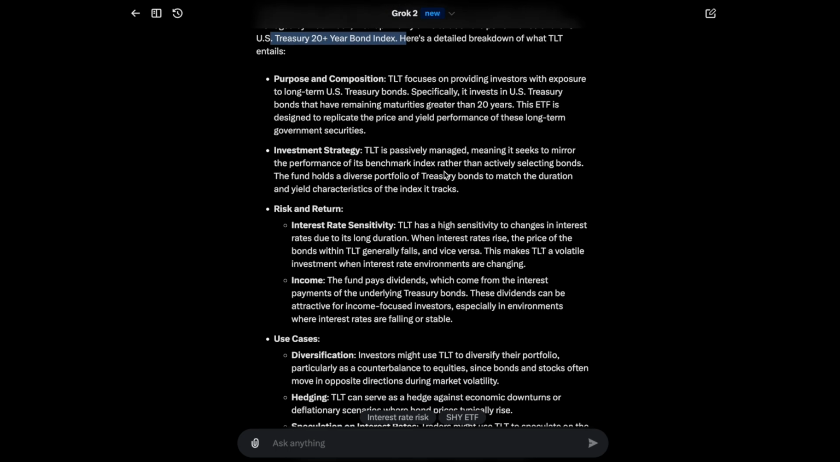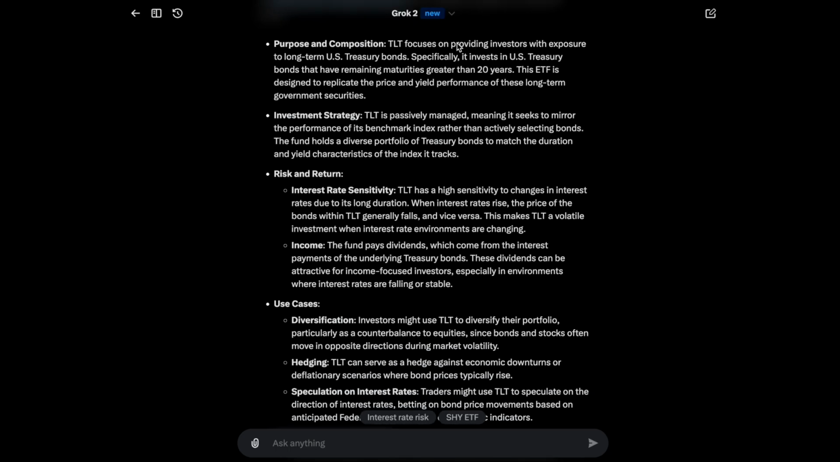So, when you look at this, what's the purpose of this? It provides investors exposure to long-term U.S. Treasury bonds. It invests in U.S. Treasury bonds that have remaining maturities greater than 20 years. So this ETF is designed to replicate the price and yield performance of these long-term government securities.